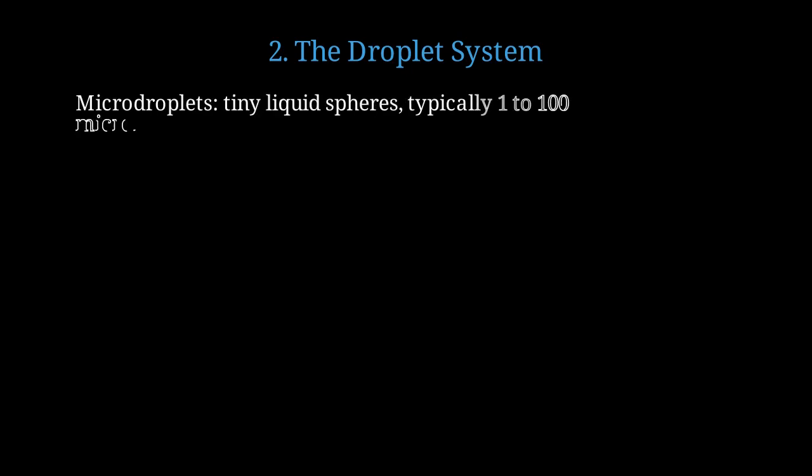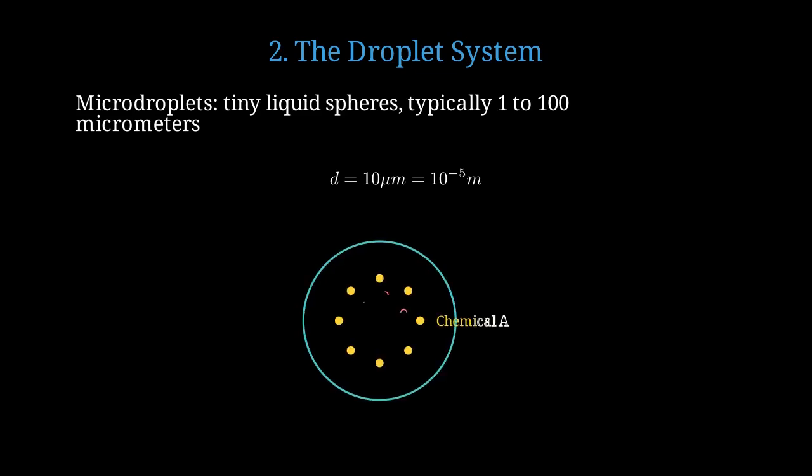Now let's dive into the heart of our topic, the microdroplet system. Microdroplets are tiny liquid spheres, typically ranging from 1 to 100 micrometers in diameter, about the size of a human cell or smaller. A typical droplet might be 10 micrometers in diameter, or 10^-5 meters. Inside each droplet, we have different chemical species that can react with each other, creating a dynamic computational environment.